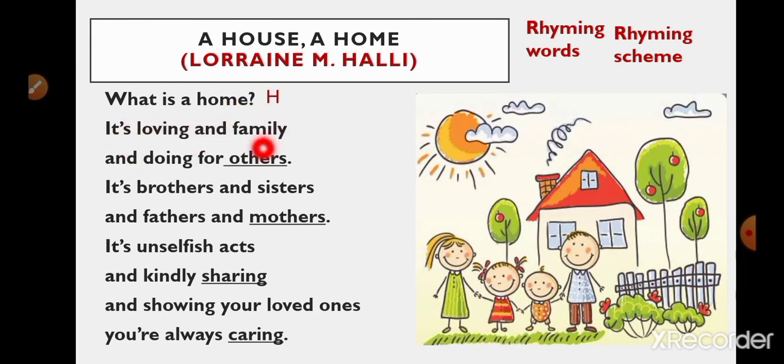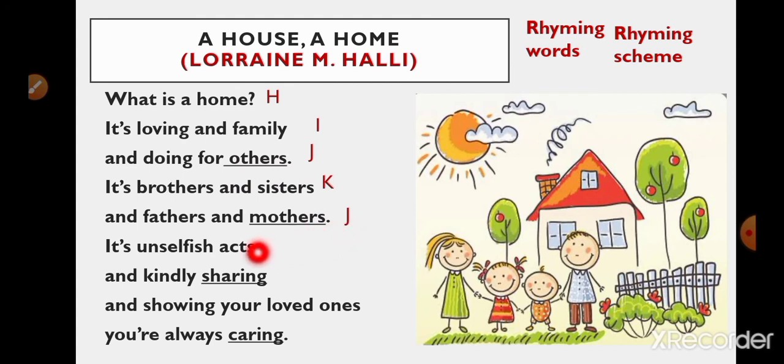Now in the second line, we have the word family. And it does not rhyme with home. So we give it I. Next we have others. Again, others also does not rhyme with any of these two words. So we give it the letter J. Next we have sisters. Sisters also does not rhyme with any of these words. So the next letter that comes in the alphabet is K. Next we have mothers. And this word rhymes with others. To this line we have given J. So here also we'll write J.